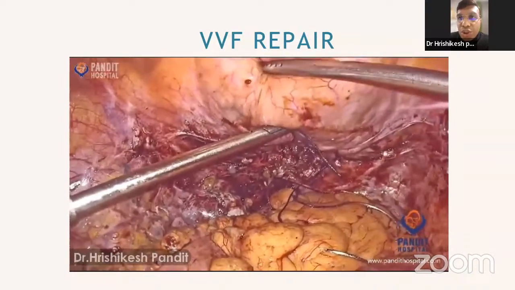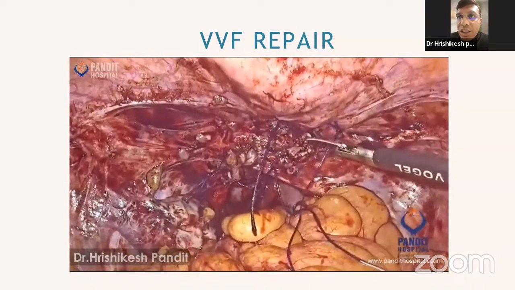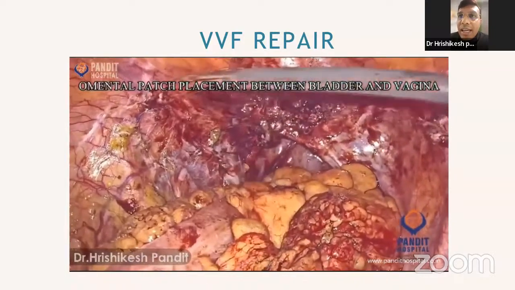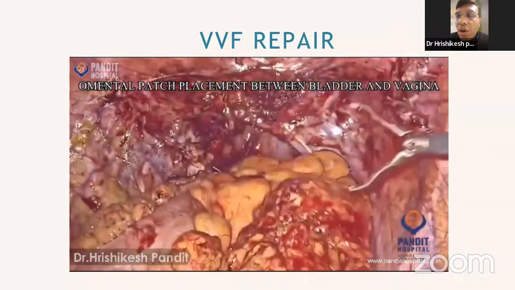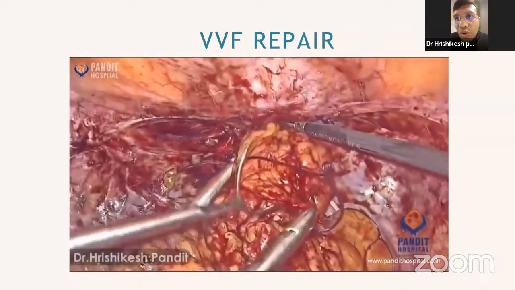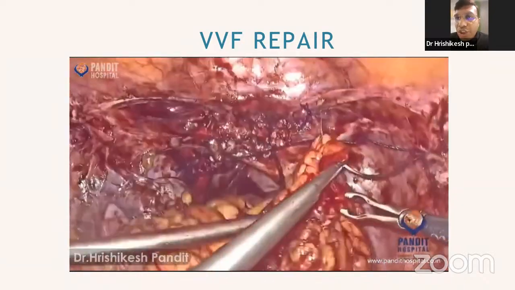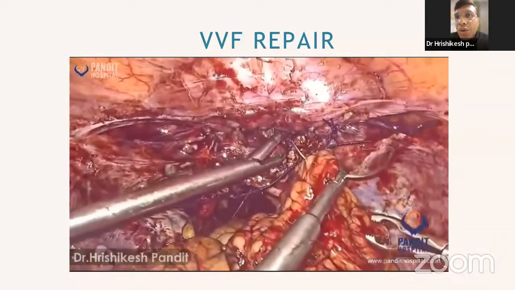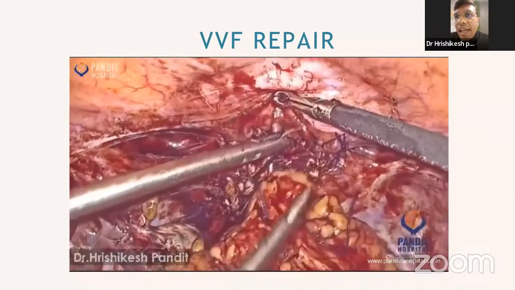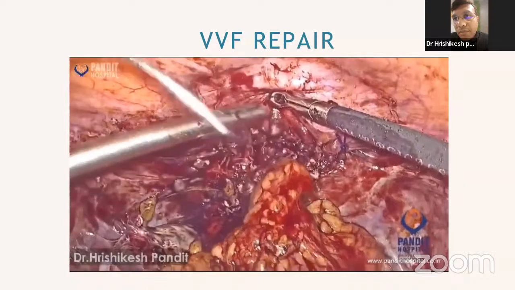After that, we are going to check with the methylene blue dye for the water tightness. Do not instill more than 150 cc methylene blue dye, as it is going to cause tension on the suture line. The last step is the omental placement between the bladder and the vagina. This is going to give you additional vascularity, creating a lymphatic channel and a barrier between the vagina and the bladder.